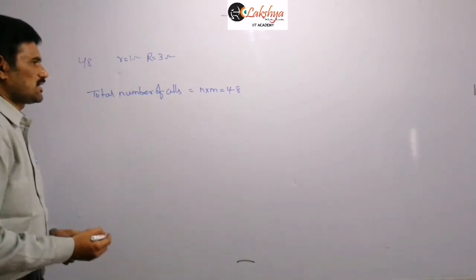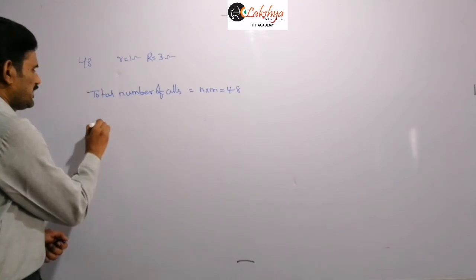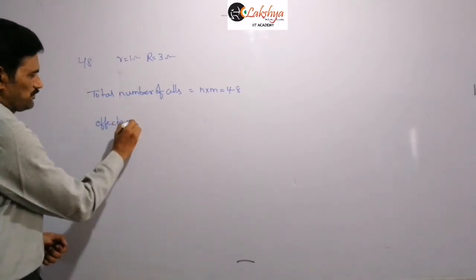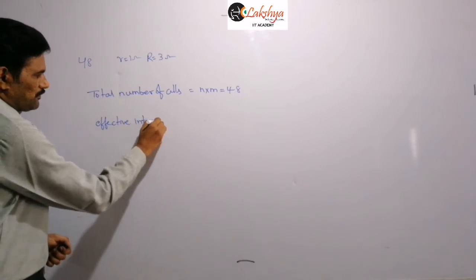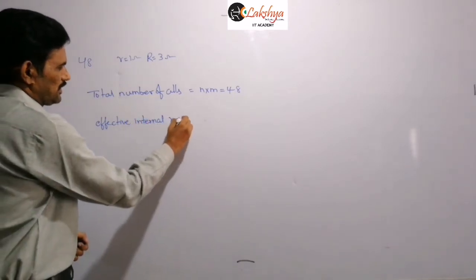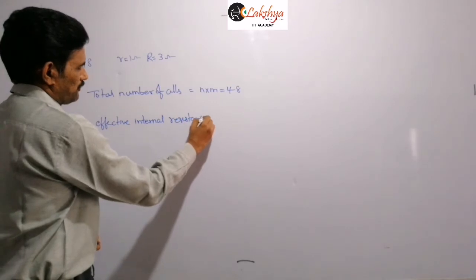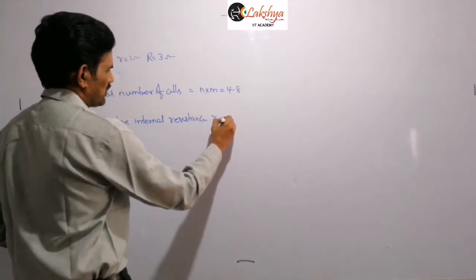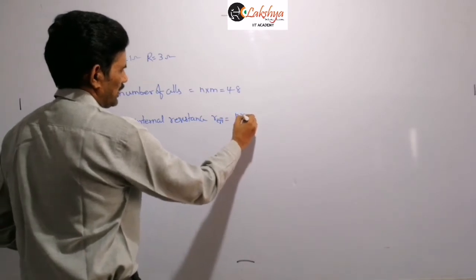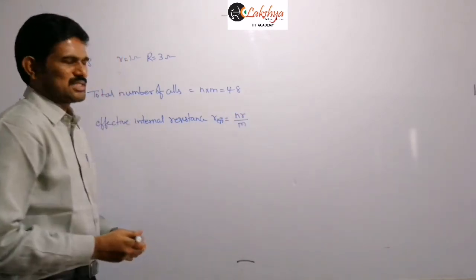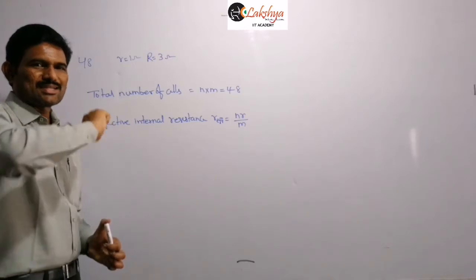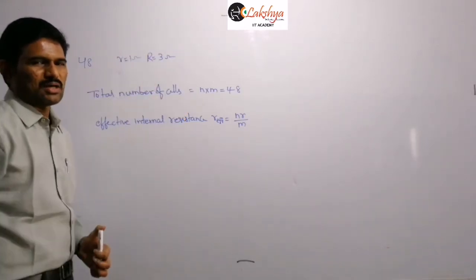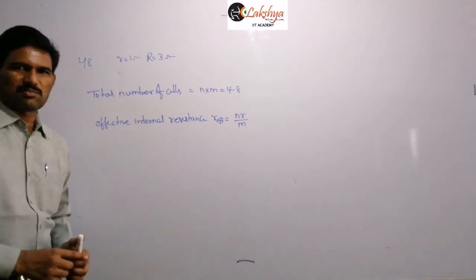And next, the effective internal resistance. We can write this value as R effective is equal to n r by m. Same discussion as before: n resistors we are assuming in series in each row, and m such rows are in parallel. So the effective resistance will be n r by m.